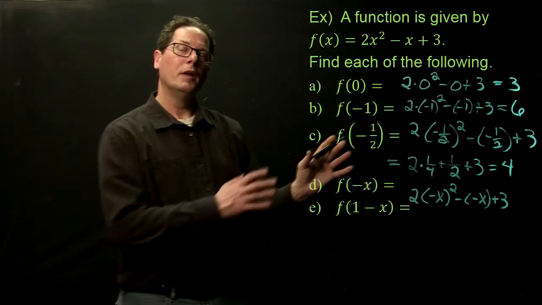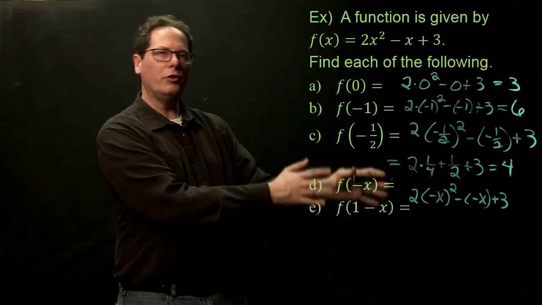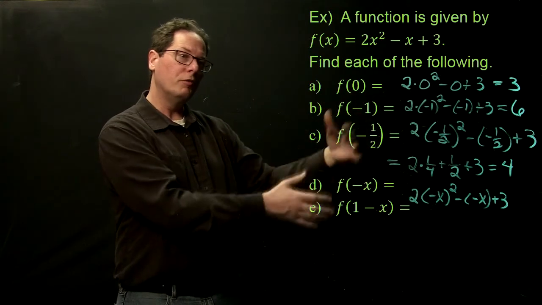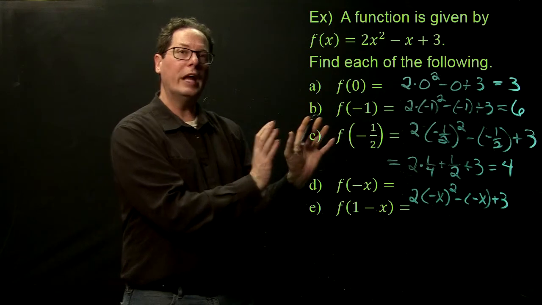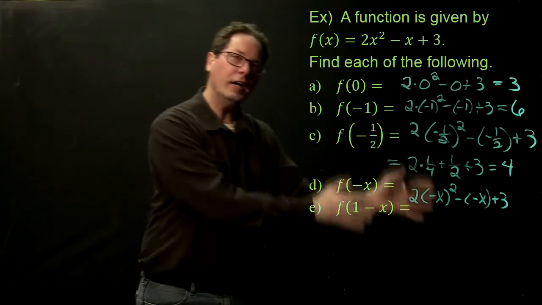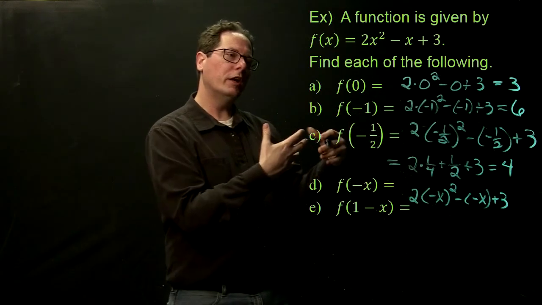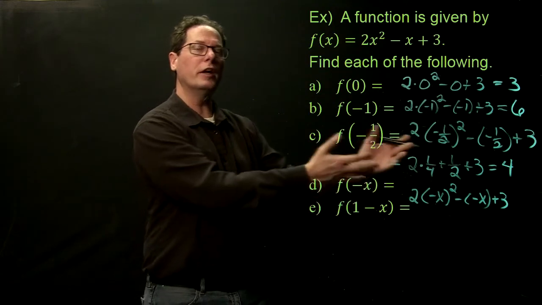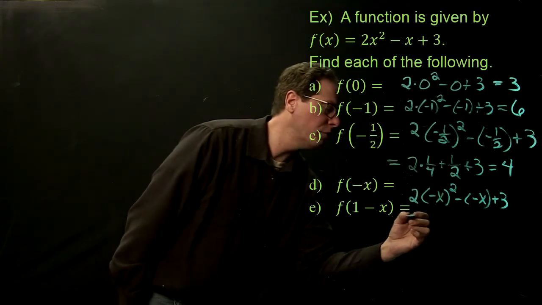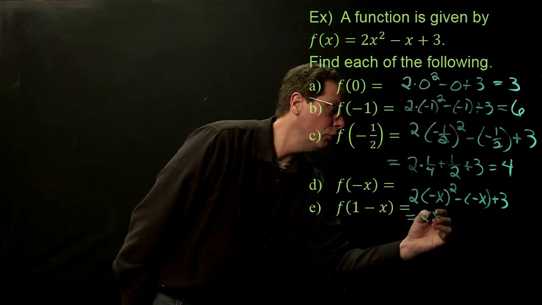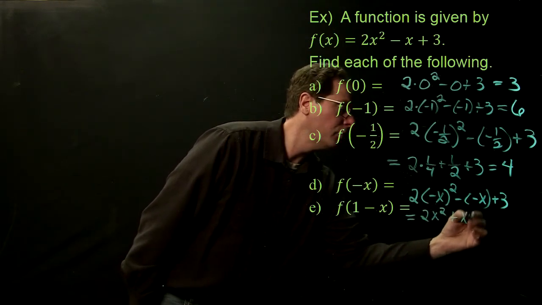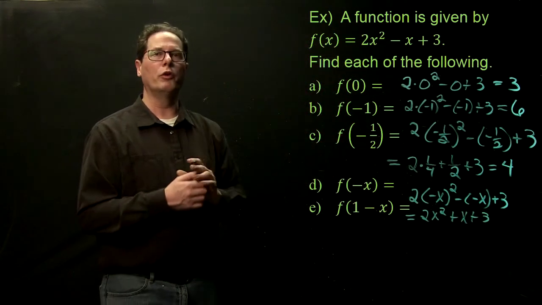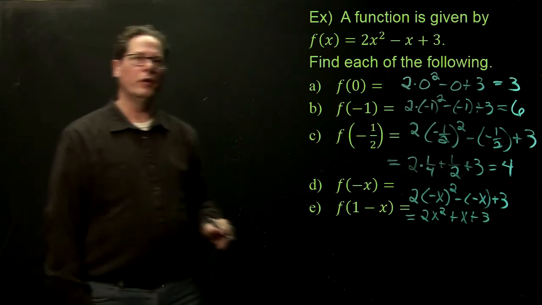Now, if you're plugging this into a computer system like MyMathLab, they would count this wrong, even though it's kind of right. They're going to say simplify your answer, and this is not considered simplified. So we have to go a step further here. We have to write this as 2x squared plus x plus 3. That's what they're looking for as far as what f of -x is.